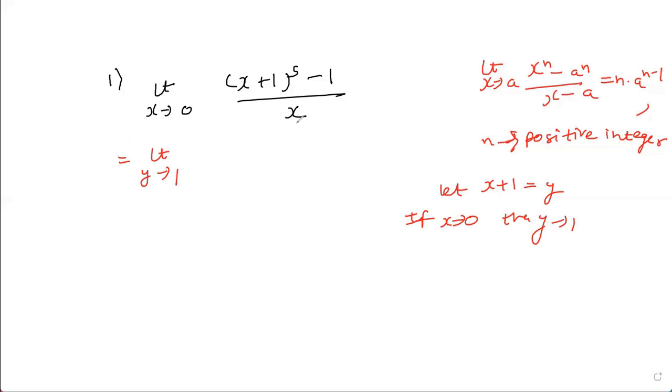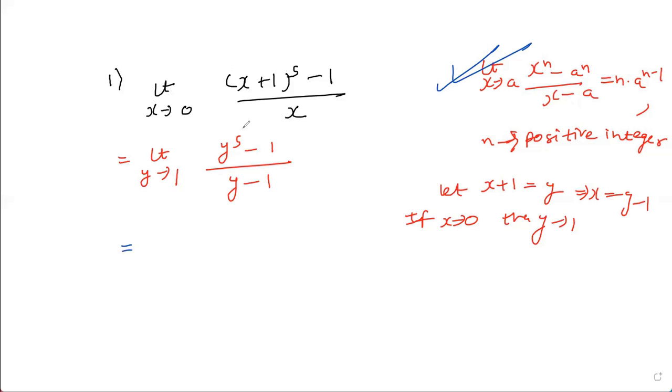Always remember this: if you are changing the variable, if you are doing any substitution, then the limit will also change. So it will become y to the power 5 minus 1, and x in this case, if I find the value of x from here, will become y minus 1. So I'll substitute y minus 1 here. Now, this particular sum is absolutely in the same form that the formula is given in, so we can apply it directly.